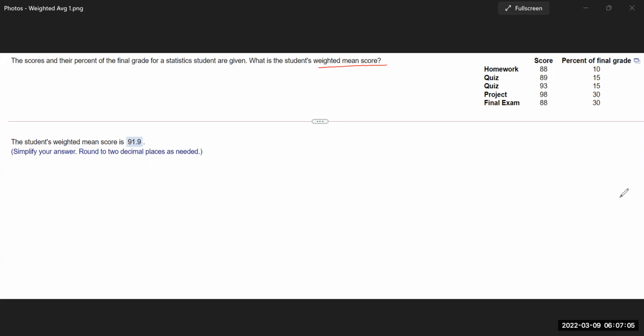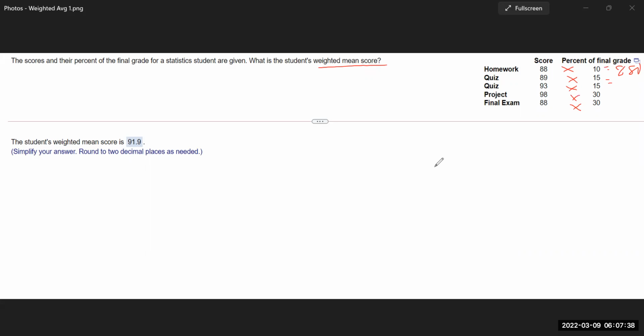What we do is multiply the score by the percent of the final grade. So for instance, we're going to do 88 times 10. Is that okay? We're going to do all the multiplications before we do the final product. So 88 times 10 will give you 880. Okay, I'm not writing well. Let me write that here.